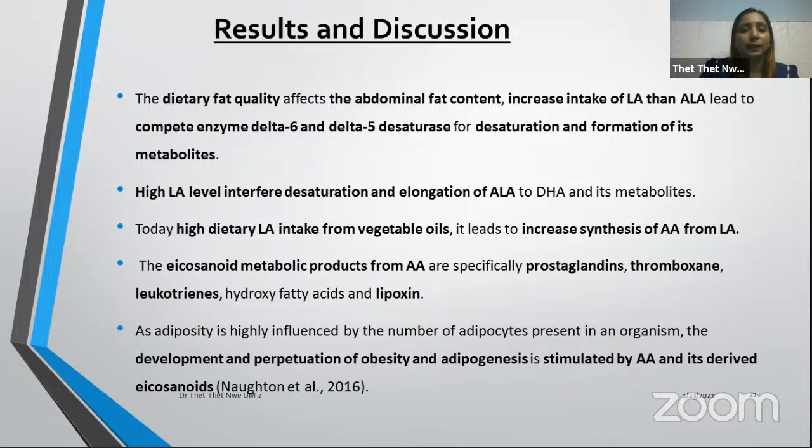Increased intakes of LA than ALA lead to compete the enzyme delta 6 and delta 5 desaturase for the desaturations and formations of its metabolite. High LA level interferes the desaturations and elongations of ALA to DHA, EPA, and its metabolite. Today, highly dietary LA intake from vegetable oil lead to increased synthesis of AA from the LA. Eicosanoid metabolic products from AA are specifically prostaglandin, thromboxane, leukotrienes, and lipoxins. The development and perpetuations of obesity and adipogenesis is stimulated by the AA and its derived eicosanoids.